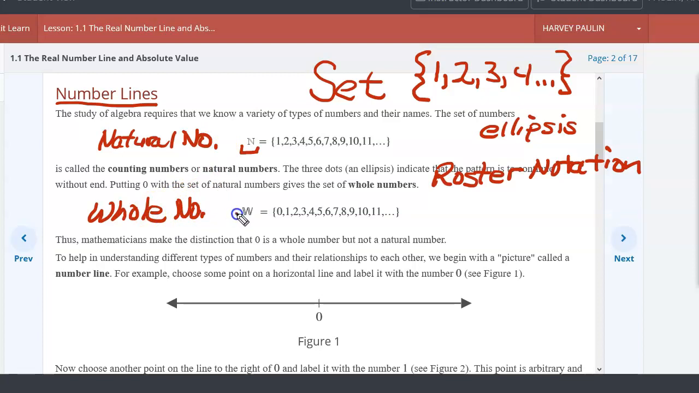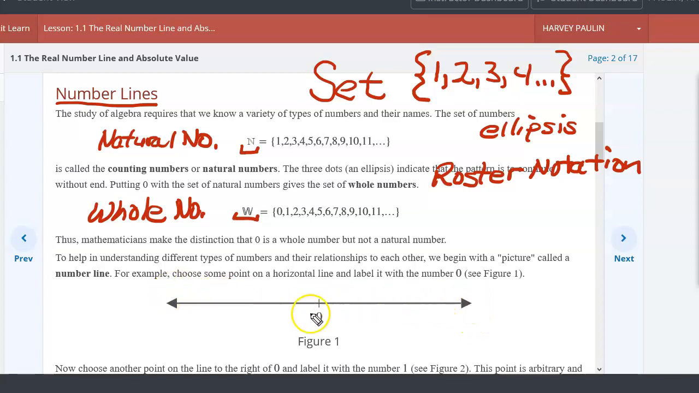And we use a capital W to indicate that. And you might say, how are these two sets of numbers different? Well, the whole numbers, we add a 0. Now, we would like you to sketch this in your notes as well.